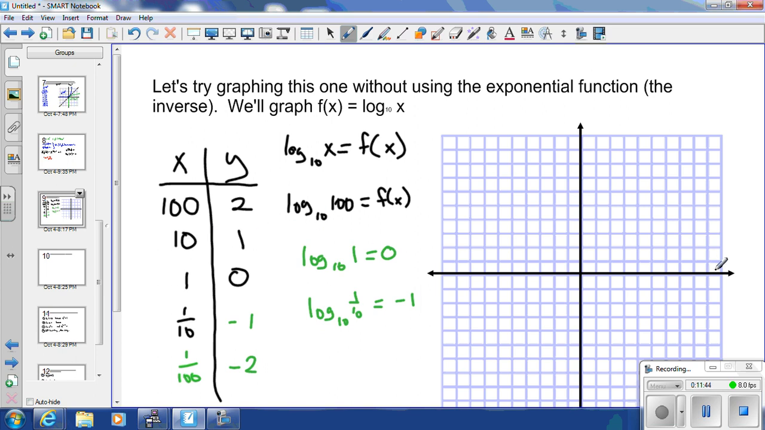I'm going to plot the point 10, 1 right there. I'm going to plot the point 1, 0, which is going to be right there. We're going to plot the point 1/10, negative 1. Well, that's going to basically be right here. Then 1/100th, negative 2. And you can see that this is just going to keep on getting closer and closer and closer here. So this graph is going to do something like this.